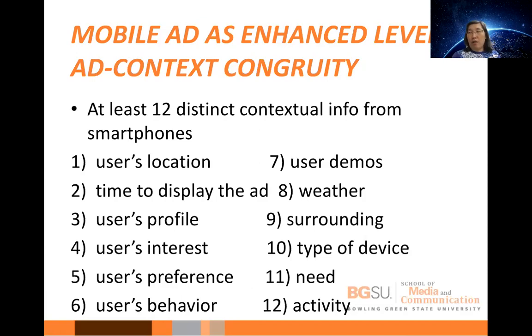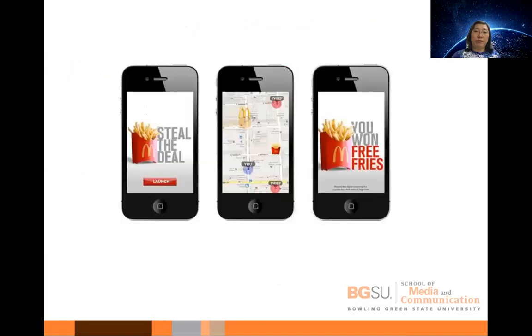The surroundings of the person, like whether they are surrounded by schools or stores or something. The type of device that they're using, because it can tell what the browser is. The need of the user, because by typing in a search, for example, they show their need. And the activity that you have done in the advertisement, on the phone as well.